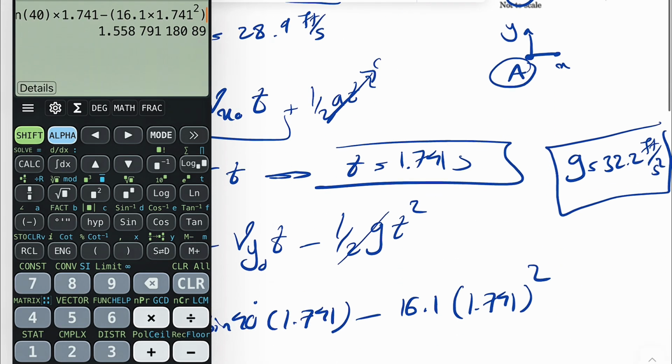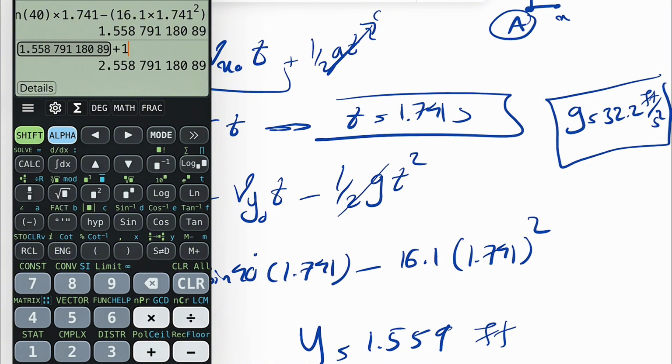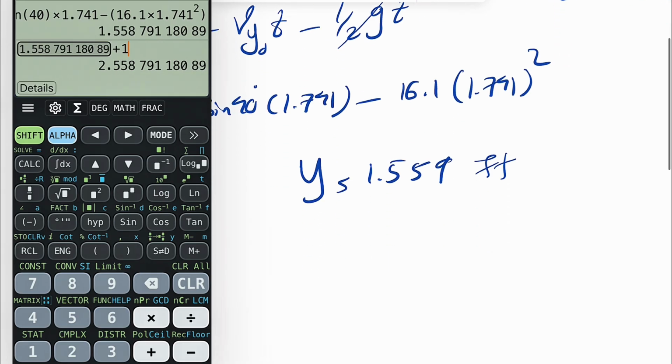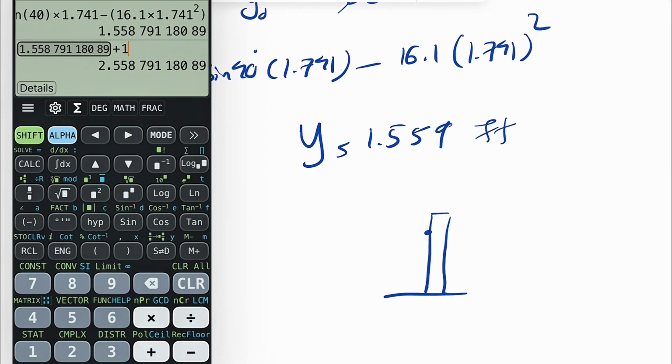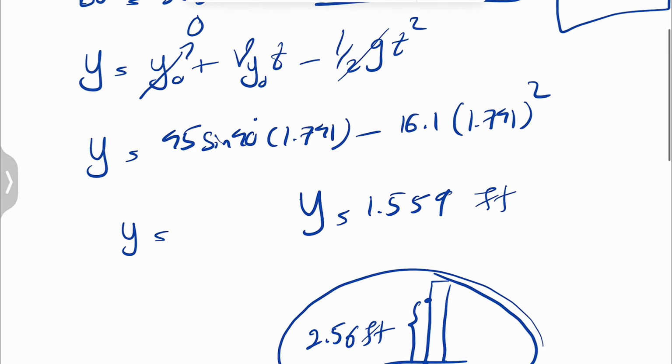Again, because we're looking for the distance from here to the bottom, we just need to add this little distance, which is 1 foot. So you add 1, and the final answer is the distance from the wall to the surface. The water is going to hit somewhere in here, at a distance of 2.56 feet above the point B. That's the final answer for this question.